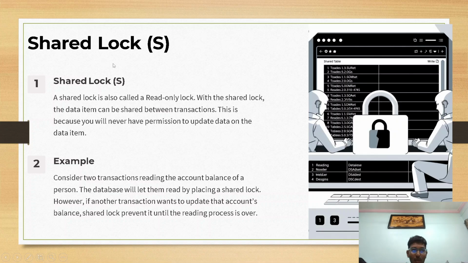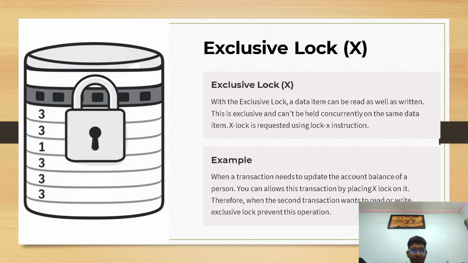Second is the shared lock method. Basically, it is also called a read-only lock. With the shared lock, the data item can be shared between transactions. This is because you will never have permission to update data on the data item. For example, consider two transactions reading the account balance of a person. The database will let them read by placing a shared lock. However, if another transaction wants to update that account's balance, it is prevented by the shared lock until the reading process is over.